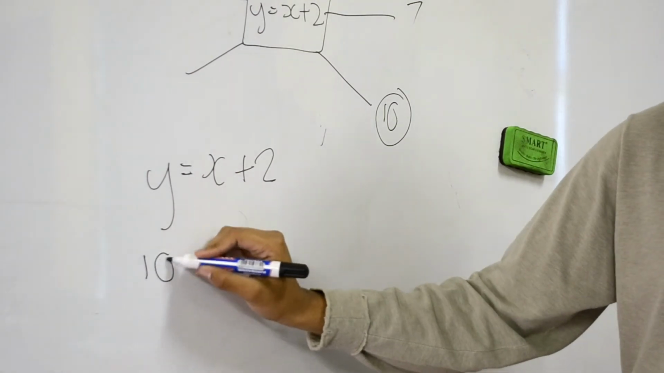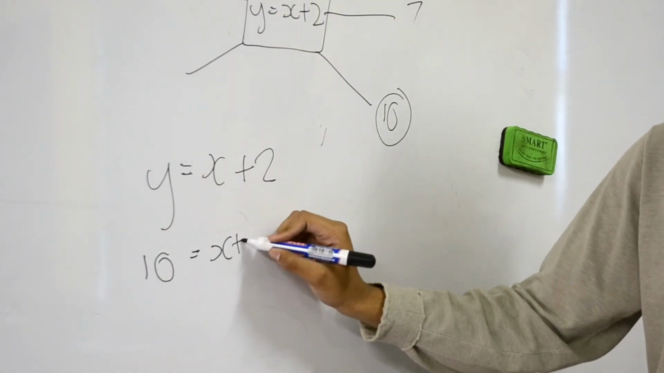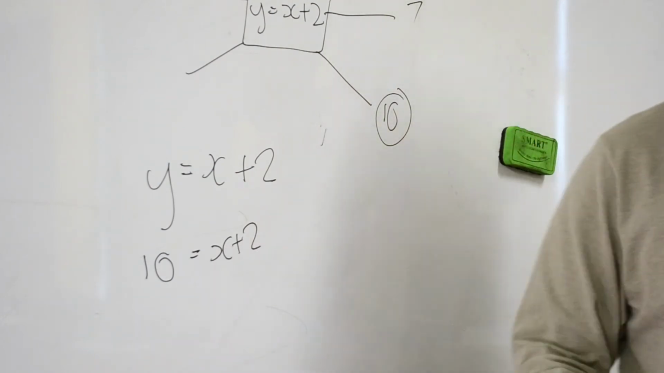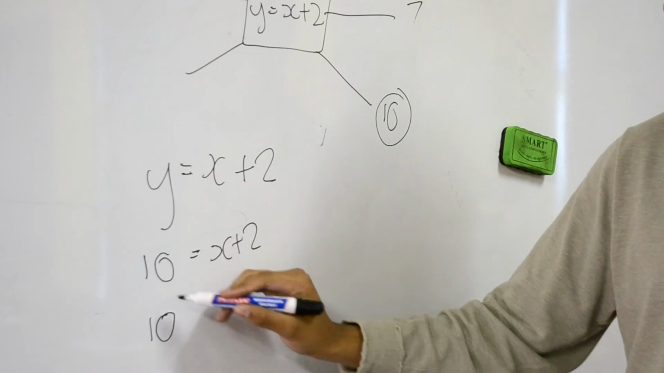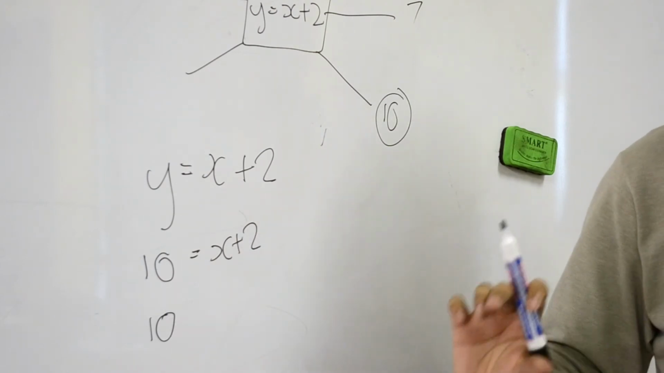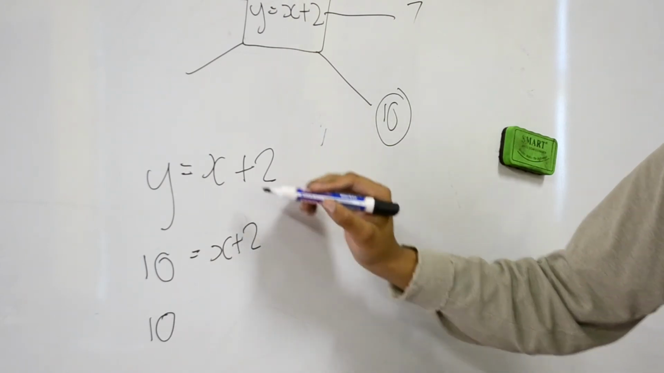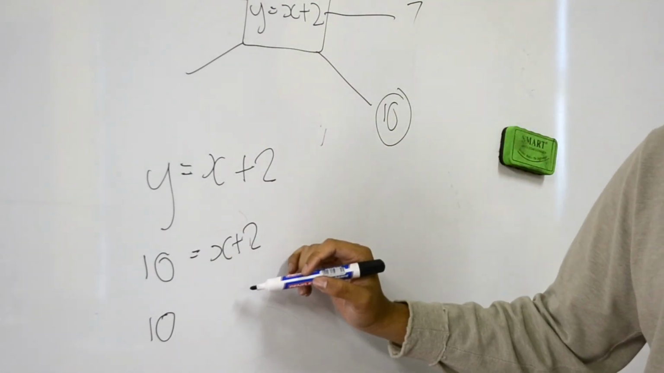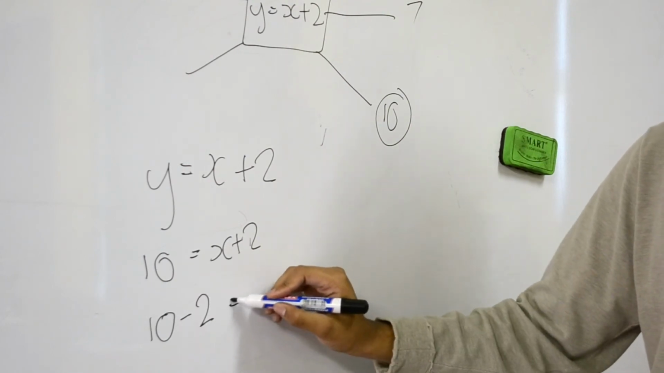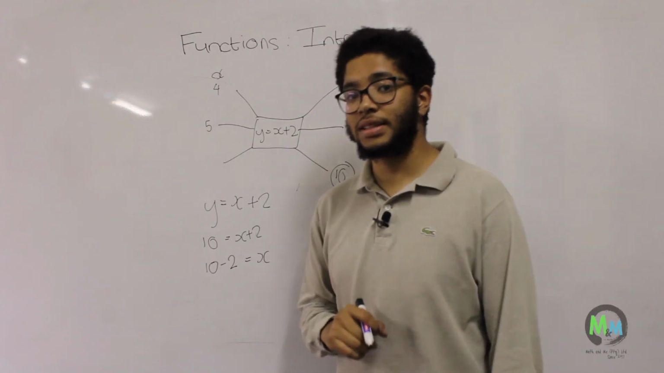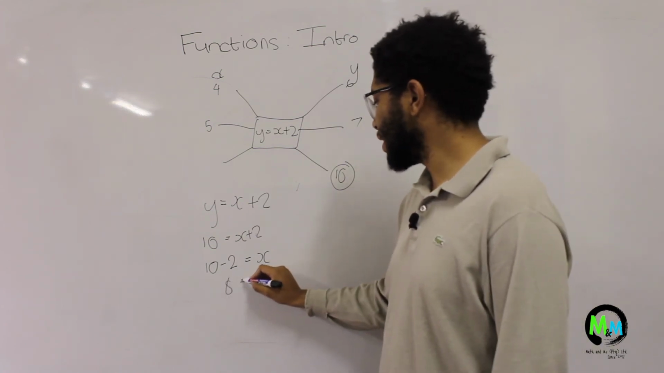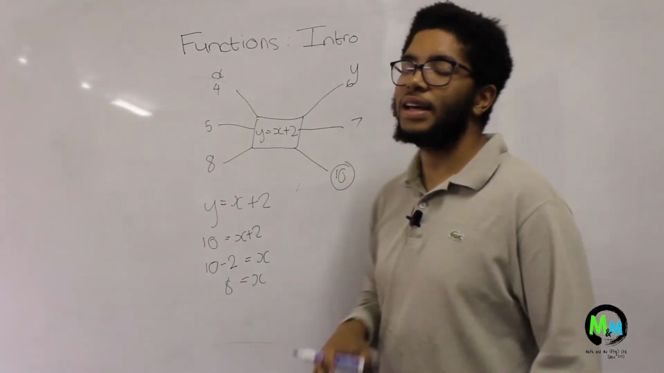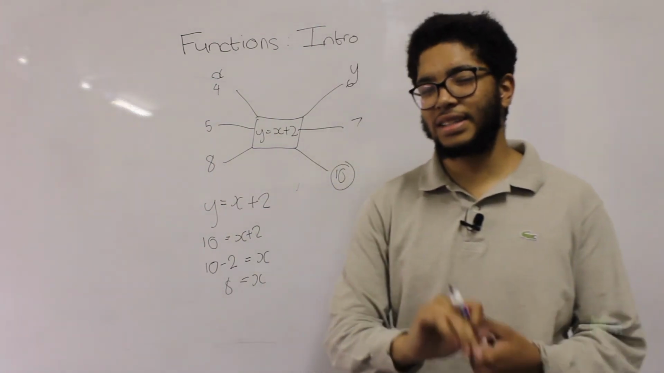So I'll have 10 is equal to x plus 2, because remember, now I'm trying to figure out what is my unknown variable, x. So I'm going to keep my 10 on this side, but because I want to isolate x, I'm going to take my plus 2 over, and I'm going to make use of inverse operations. So my plus 2 now becomes a minus 2 on this side, and that is equal to x. 10 minus 2 we know is 8. 8 is equal to x, and therefore my input for the last one is equal to 8. Okay, thanks guys.